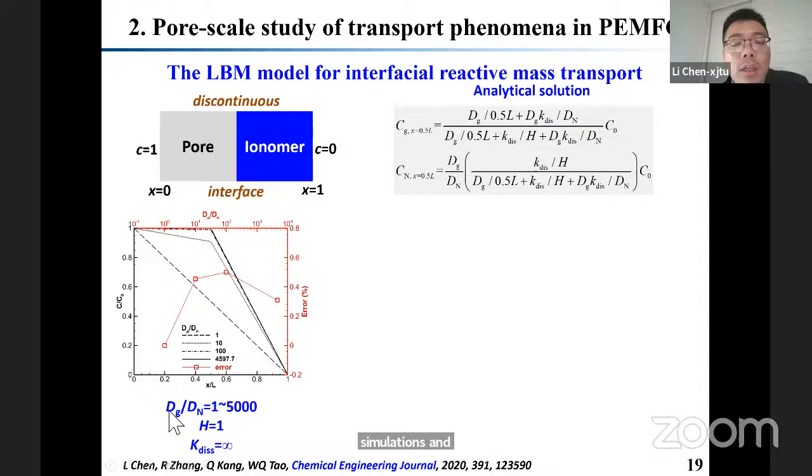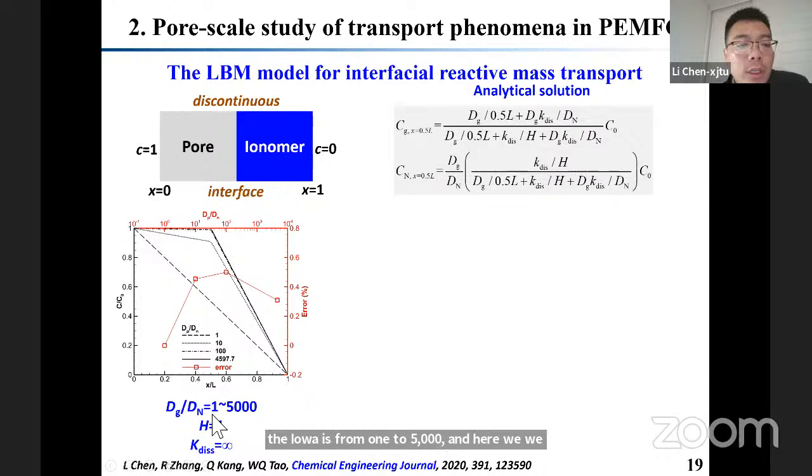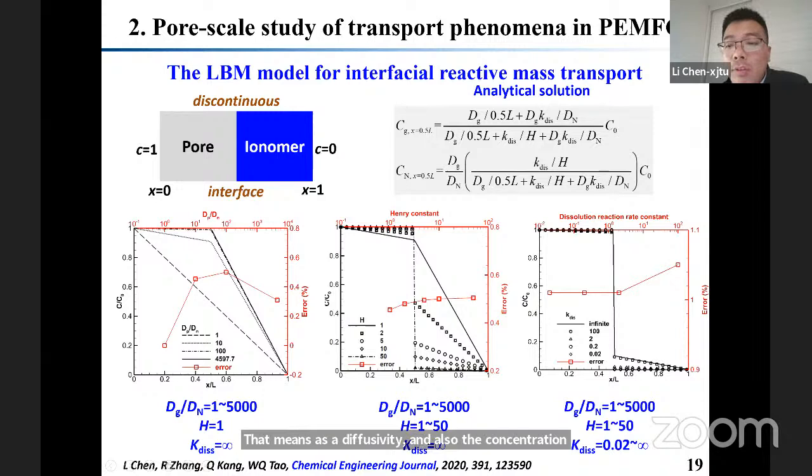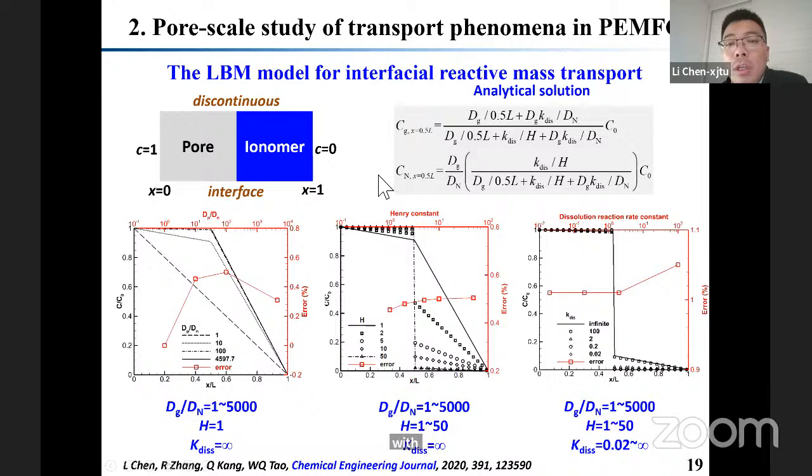So first we consider the discontinuous diffusivity. The ratio between the diffusivity in the pore and that in the ionomer is from 1 to 5,000. And here we do not consider the discontinuous concentration, and we consider the dissolution reaction as equilibrium, so the rate is infinity. Further, we consider Henry's law. That means the diffusivity and also the concentration are not continuous. And finally, we consider that the dissolution rate is not infinity. So you can find that for all these cases, the numerical simulation results are in good agreement with the analytical solution. So that means our model developed for the interfacial mass transport process is validated.